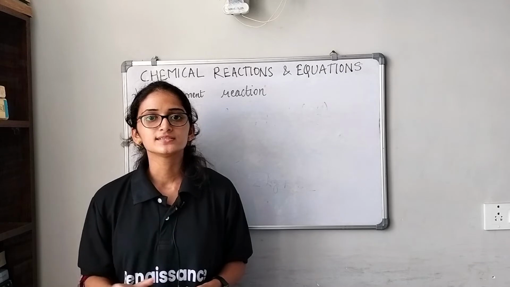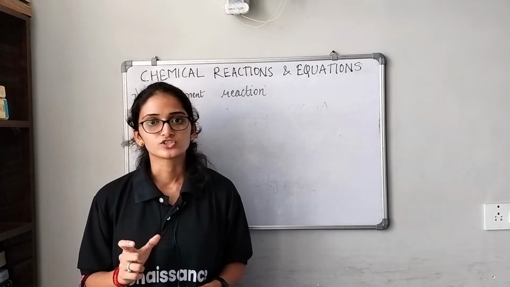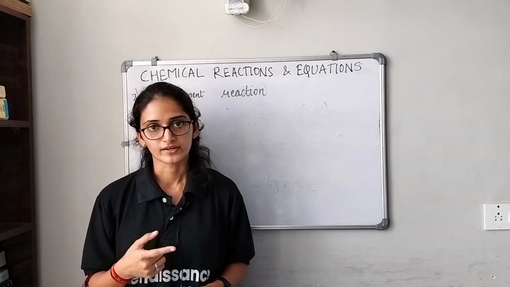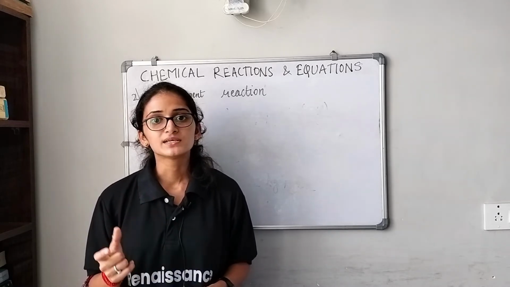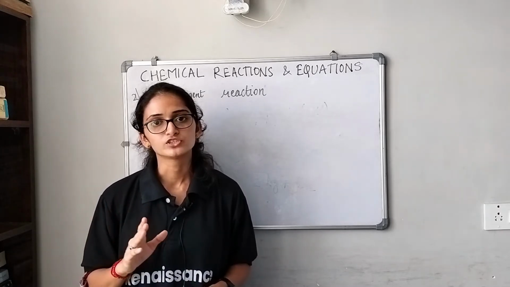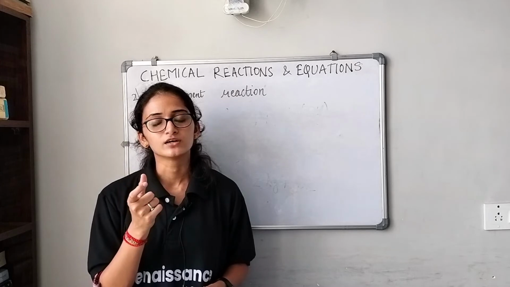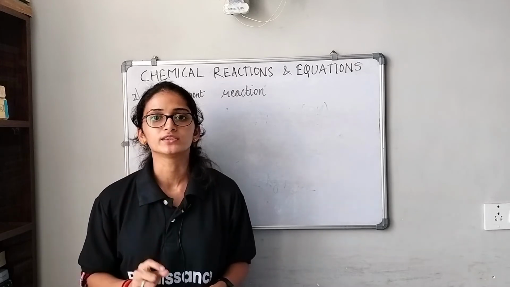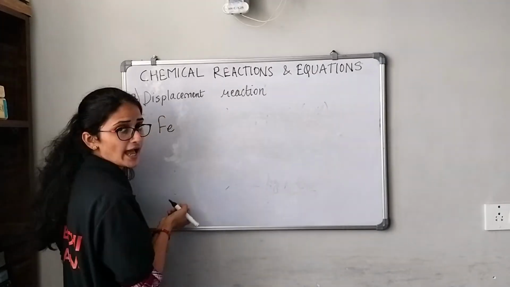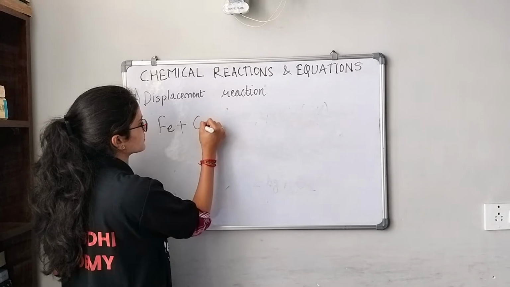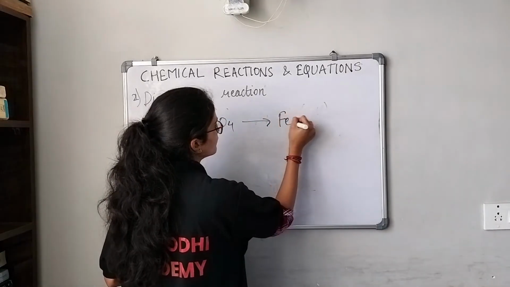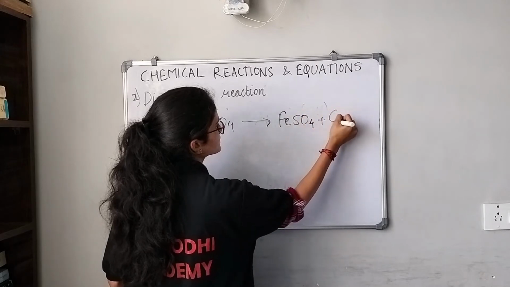So what happened in this reaction? Iron is more reactive than copper. So iron displaces copper from the copper sulfate solution, the solution fades, and a coating of brown color appears on the iron nail. We can write this as: iron put in copper sulfate solution gives ferrous sulfate solution plus copper.